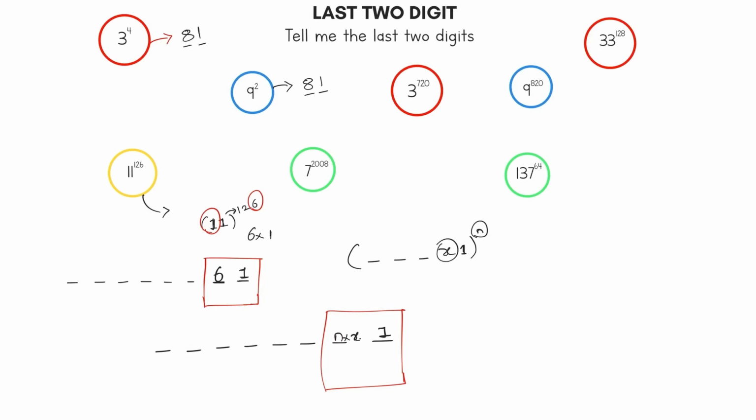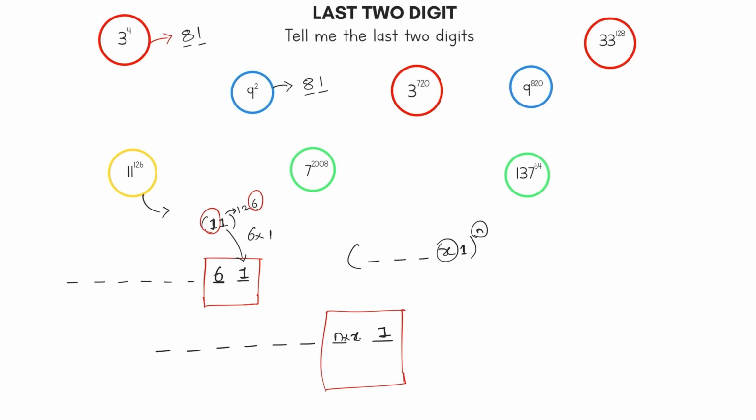And that's what I did here. Since this was 1, it remained 1 here. And the tens digit is n. But then this is a 3-digit number, 126. So I just take the last digit of this, 6 into 1. 6 into 1 is 6. And that is my final answer here.